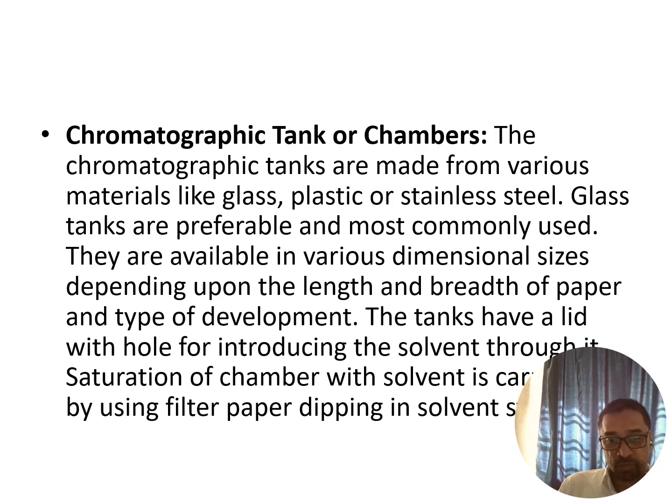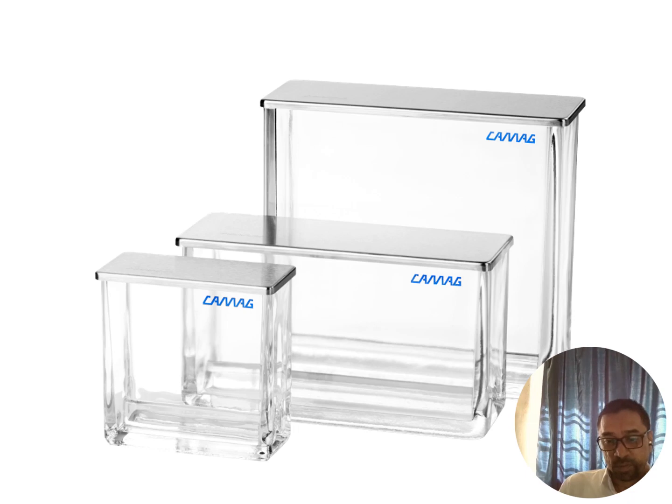The tank which we use here for the separation of papers is made up of plastic material, or maybe of stainless steel. Aluminum is generally avoided to prevent corrosion by the solvents. This is a glass chamber we generally use for carrying out the separations.